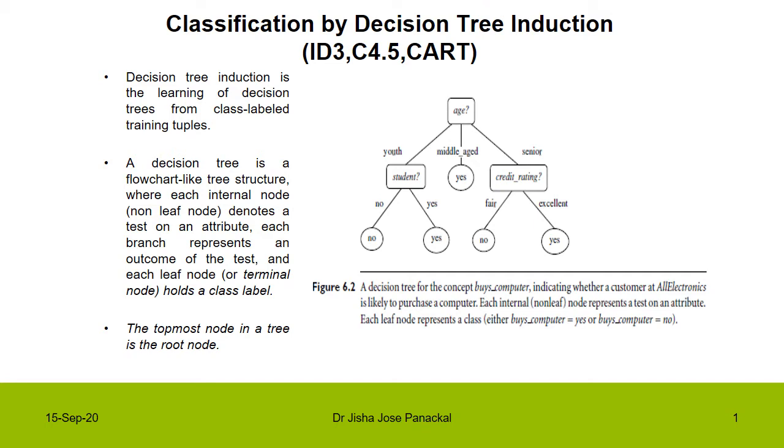And if the age is senior and the credit rating is high or fair, there is no chance of buying the computer, so the class label is no. And if it is a senior and the credit rating is excellent, then there is a chance of buying a computer, so it is yes. So this is the example. The topmost node in a tree is the root node.